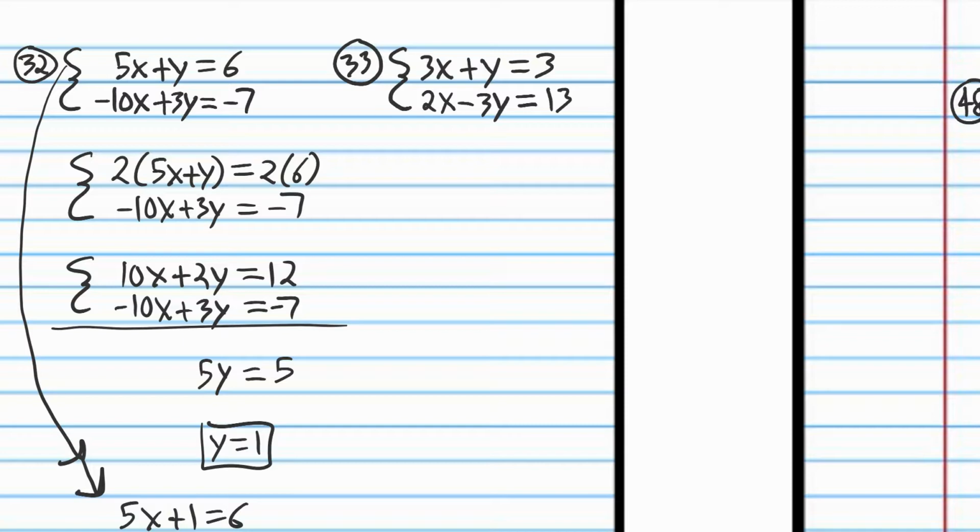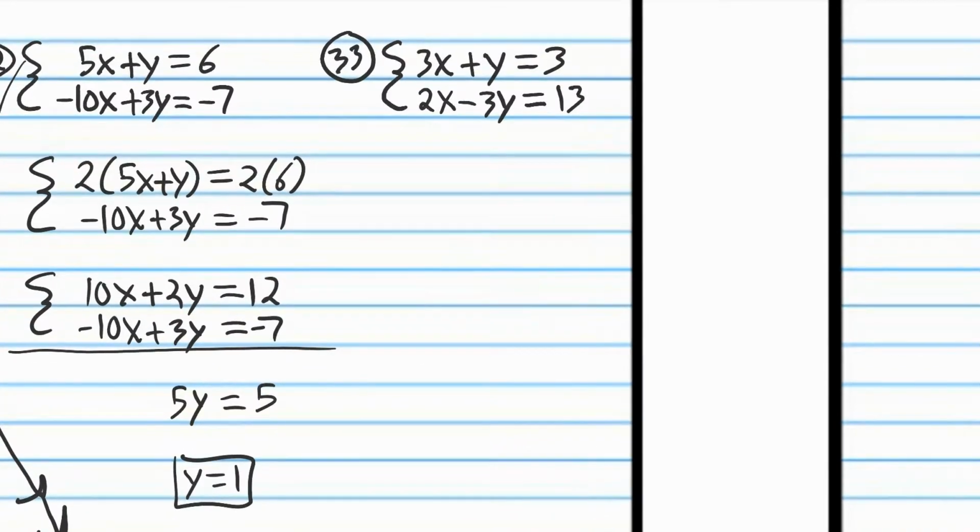Go ahead and try. You have to figure out which equation you're going to multiply. What would be easiest? I'll give you a hint. The top equation you're going to multiply by something, and you're going to eliminate the y. So that's the hint. Try number 33. When you come back, we'll do it together.